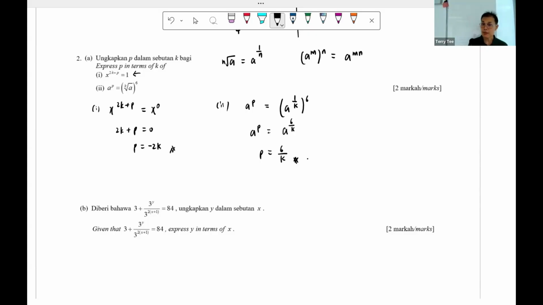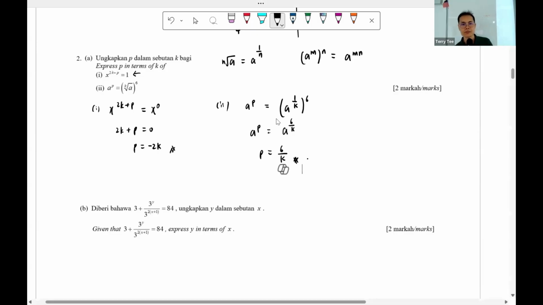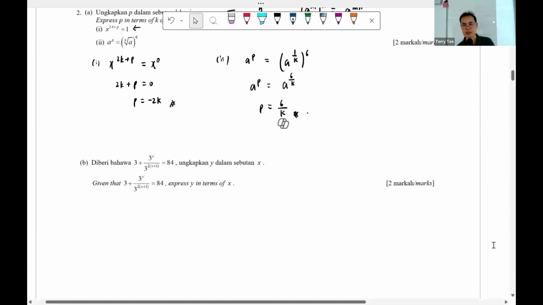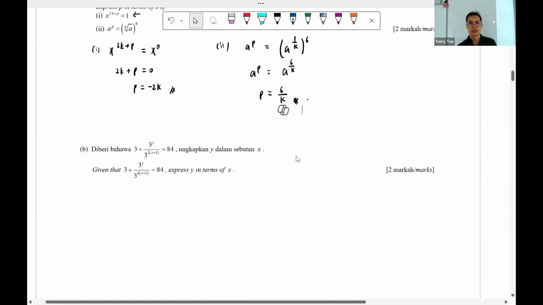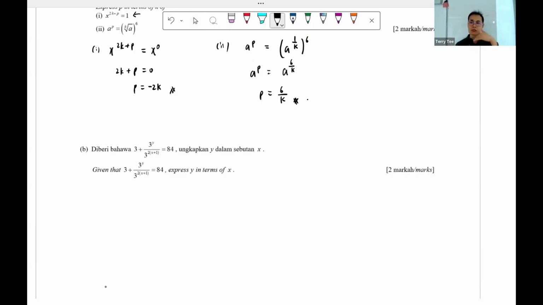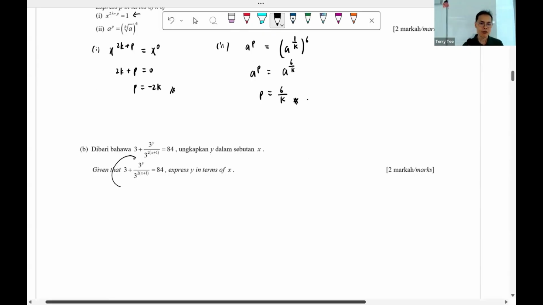So the first part is still okay. Now let's look at part B. In part B, you're given that 3 plus 3 power y over 3 with a bracket 2x plus 1 equals 84. So here's a trick question. They try to trick students into performing operations on this. So remember, if you have, let's say, 3 power n plus 3 power n, can we do anything with this? Can we add them?